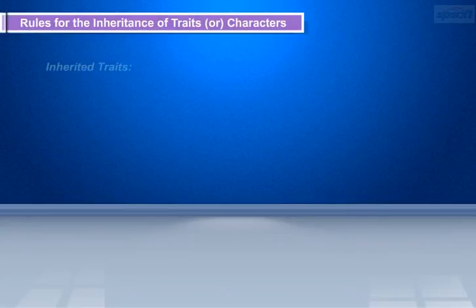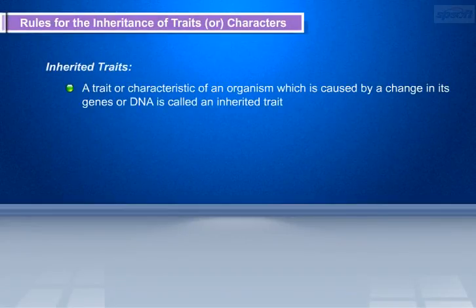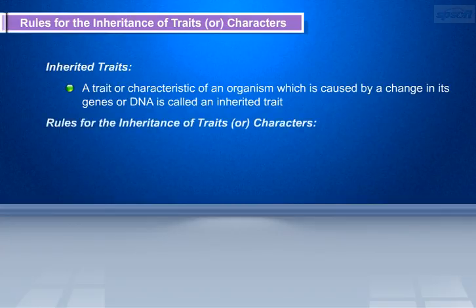The rules of heredity determine the process by which traits and characteristics are reliably inherited. Let us take a closer look at inherited traits and rules for the inheritance of traits. Inherited traits: a trait or characteristic of an organism, which is caused by change in its genes or DNA, is called an inherited trait. Let us discuss the rules for the inheritance of traits, or characters.